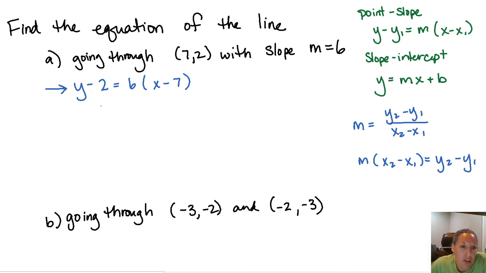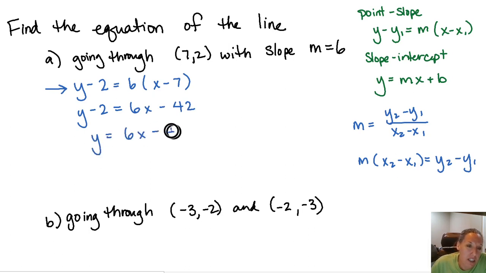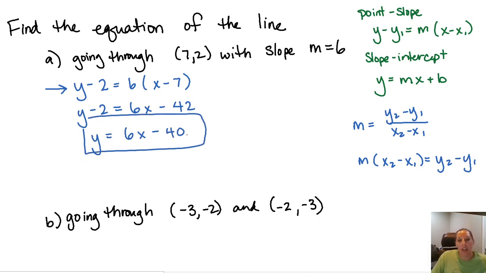If you're looking for the slope intercept form, we'll go ahead and solve this for y. So I'm going to distribute that 6. We'll get 6x minus 42, and then add 2 to both sides, and we get y equals 6x minus 40, and that would be the equation of our line. Here we would have a y-intercept of negative 40 and a slope of 6.